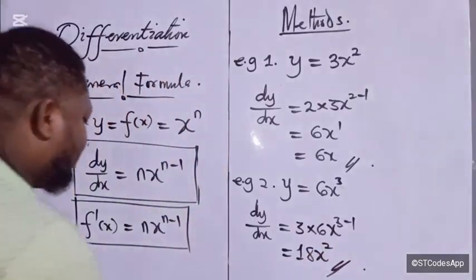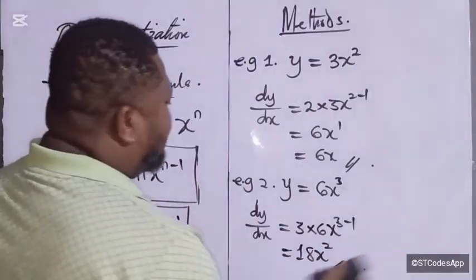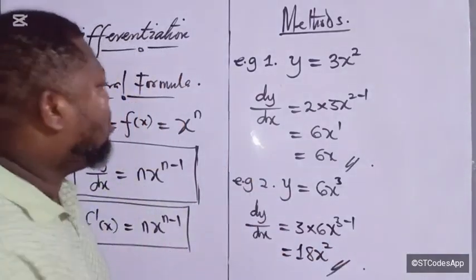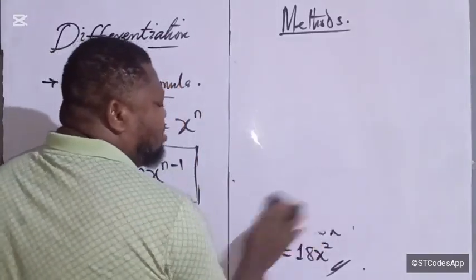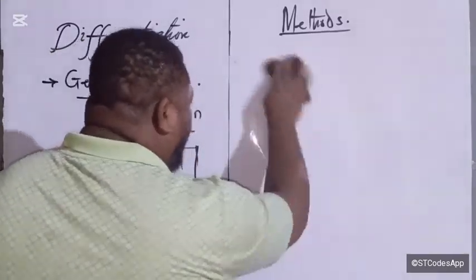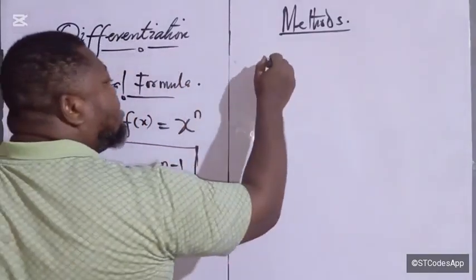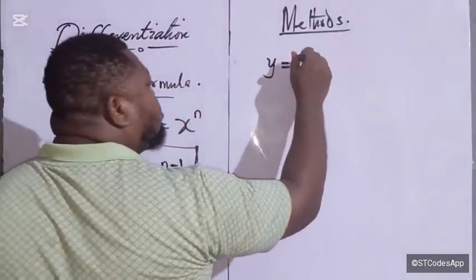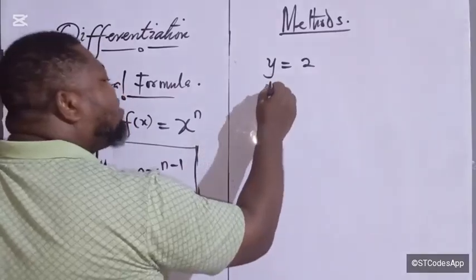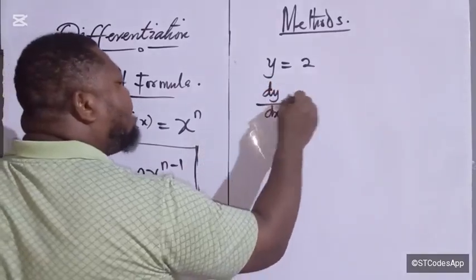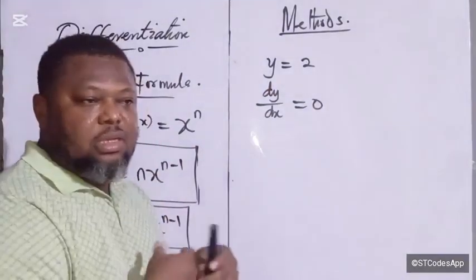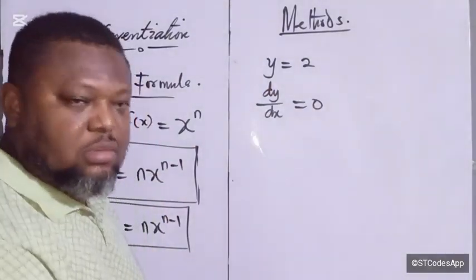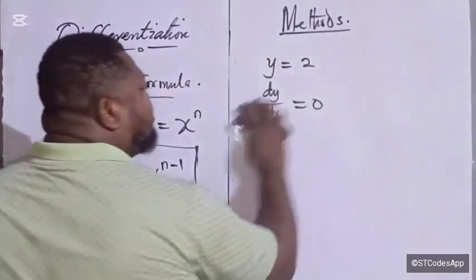Let's look at a third example that is more difficult. However, note this: if I differentiate a constant, it's always 0. The derivative of a constant, if I have y equals, let me say, 2, dy/dx of any constant is equal to 0. Note that now.